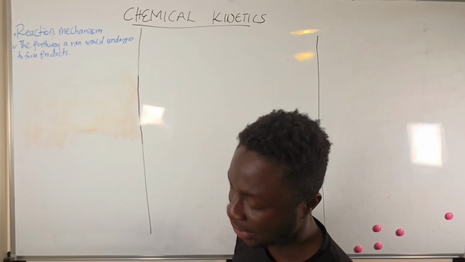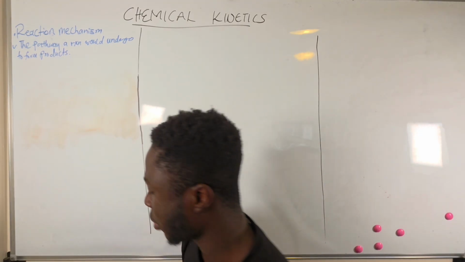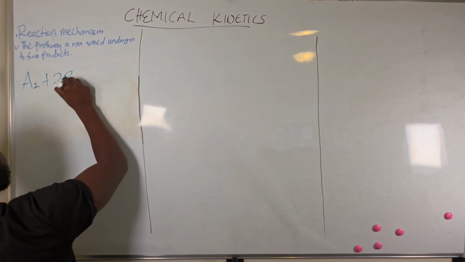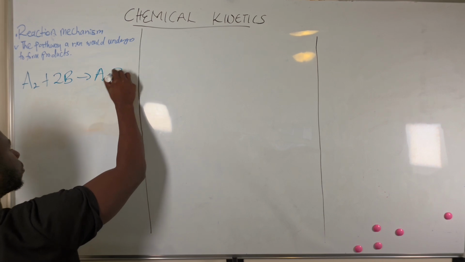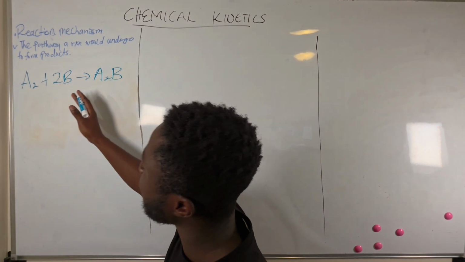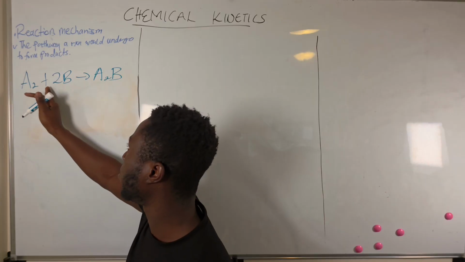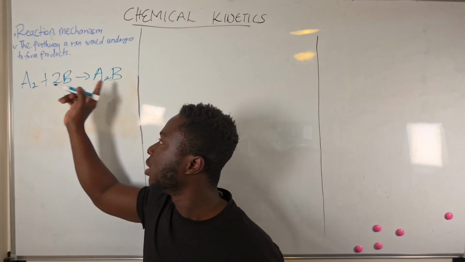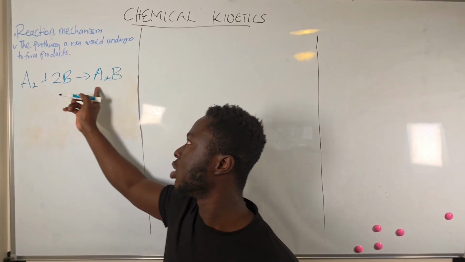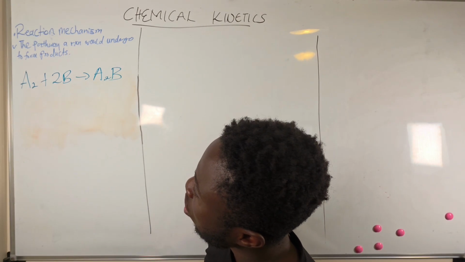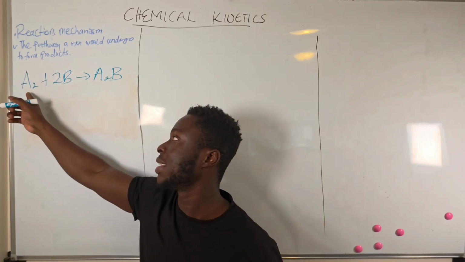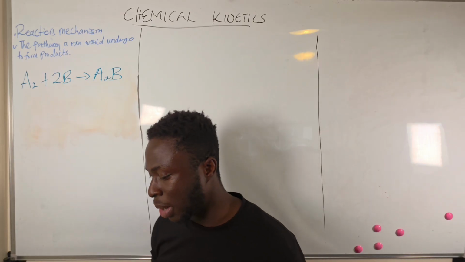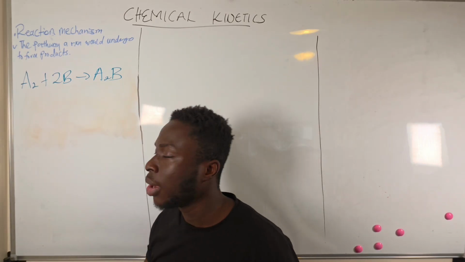Let's consider this generic reaction: A2 plus 2B forming A2B. All we know about this reaction is that 1 mole of compound A2 combined with 2 moles of compound B to form A2B. Rarely does this balanced equation determine, or tell us, the actual pathway of the reaction.